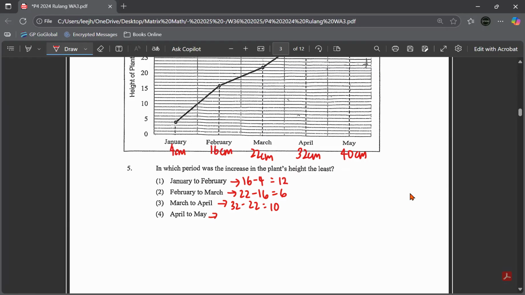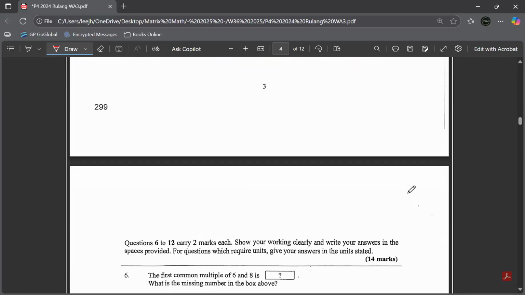So April to May, April is 32, May is 40. So the increase in height will be 40 minus 32, 8. So which one is the least? Which period? So it's actually this one. So it's February to March, option 2. So very important is if you never write down the value correctly, your answer would be wrong because there will be some miscalculations there. Okay, moving on to question number 6.